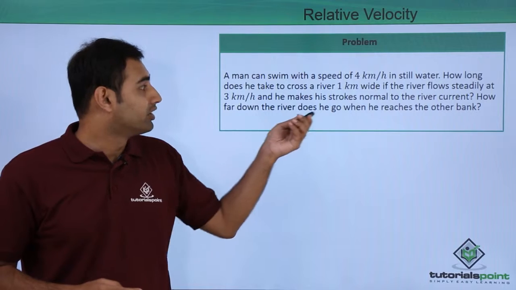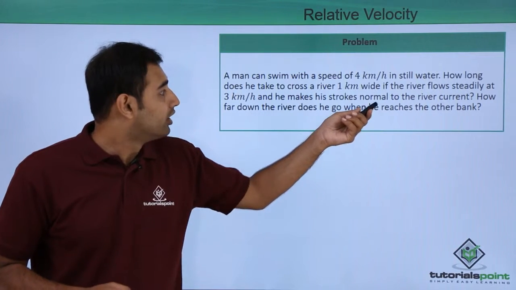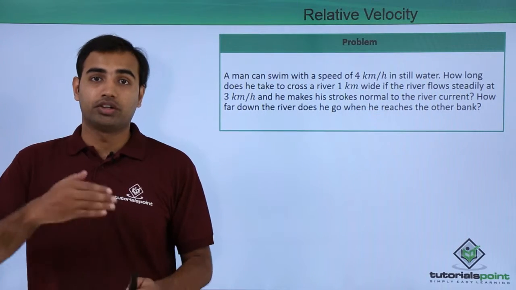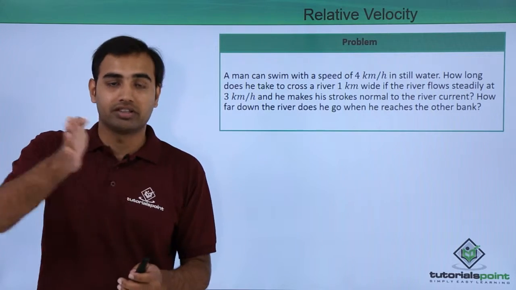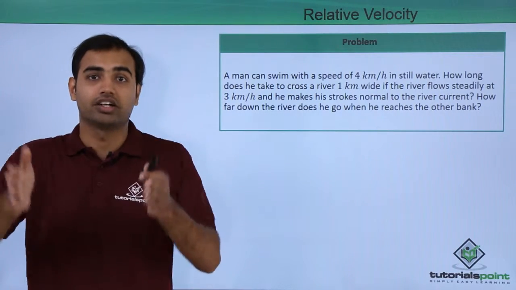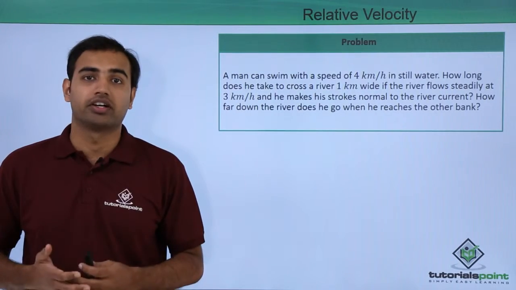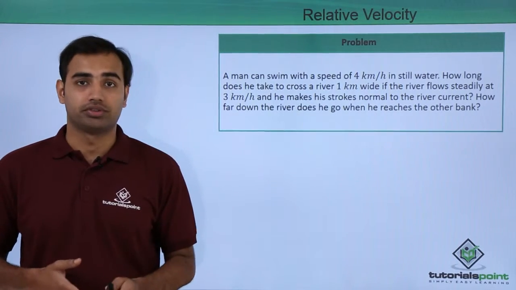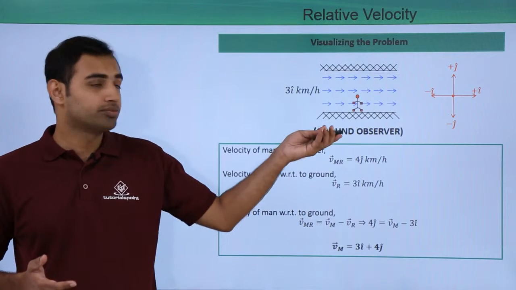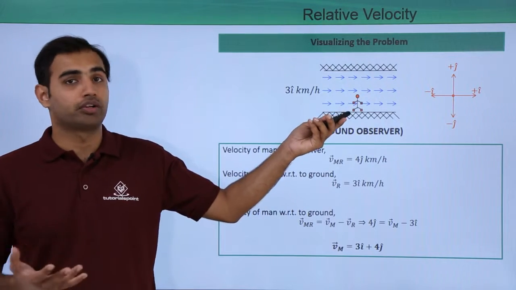How far down the river does he go when he reaches the other bank? So when he crosses the river and reaches the other bank, how much drift has he accumulated while doing so? So we'll visualize the problem in the frame of the ground and we'll come to the solution. So let's see, we as ground observers see the man starting to swim across the river.